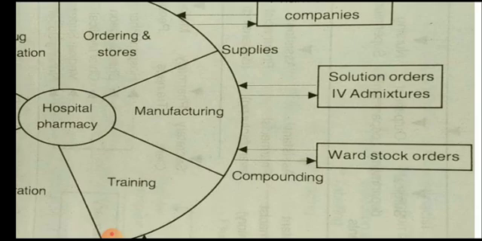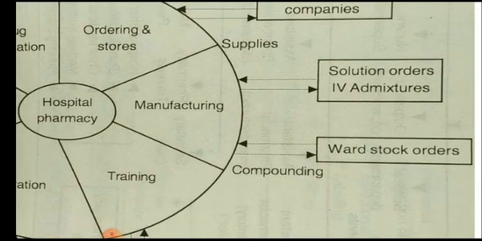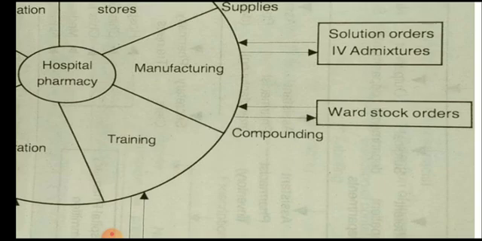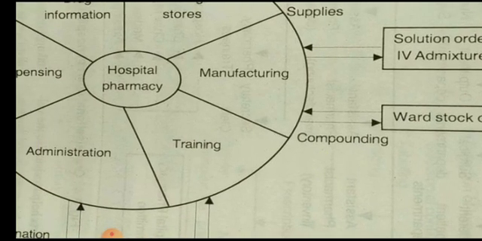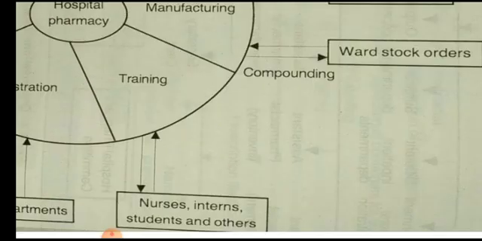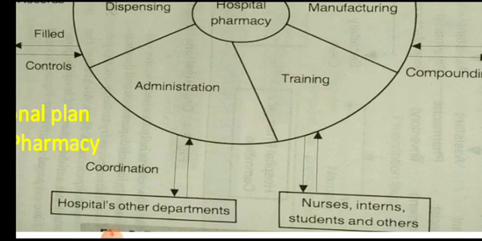Then if it is having a central dispensing area, it will be manufacturing the medicaments, in which solutions, orders, intravenous admixtures, and sometimes the ward stock orders which are required to be compounded. Then training, we have discussed education and training of nurses, interns, students, and all others who are there. Their training and education can be done by the hospital pharmacist.